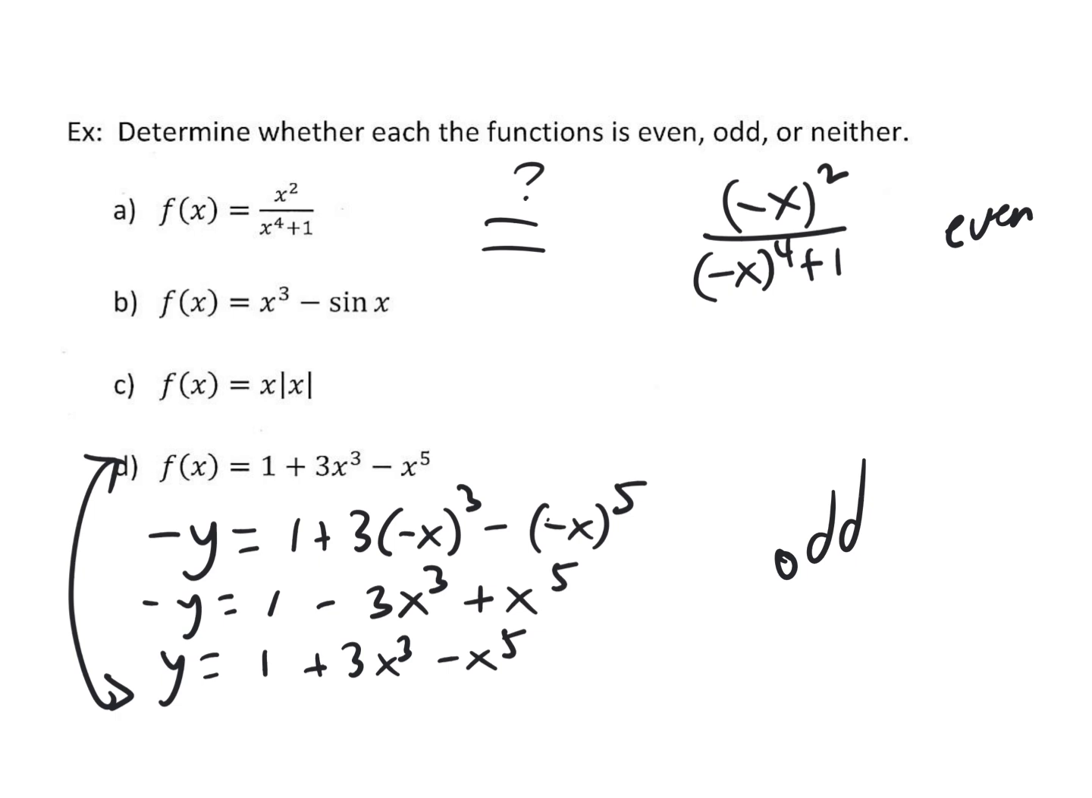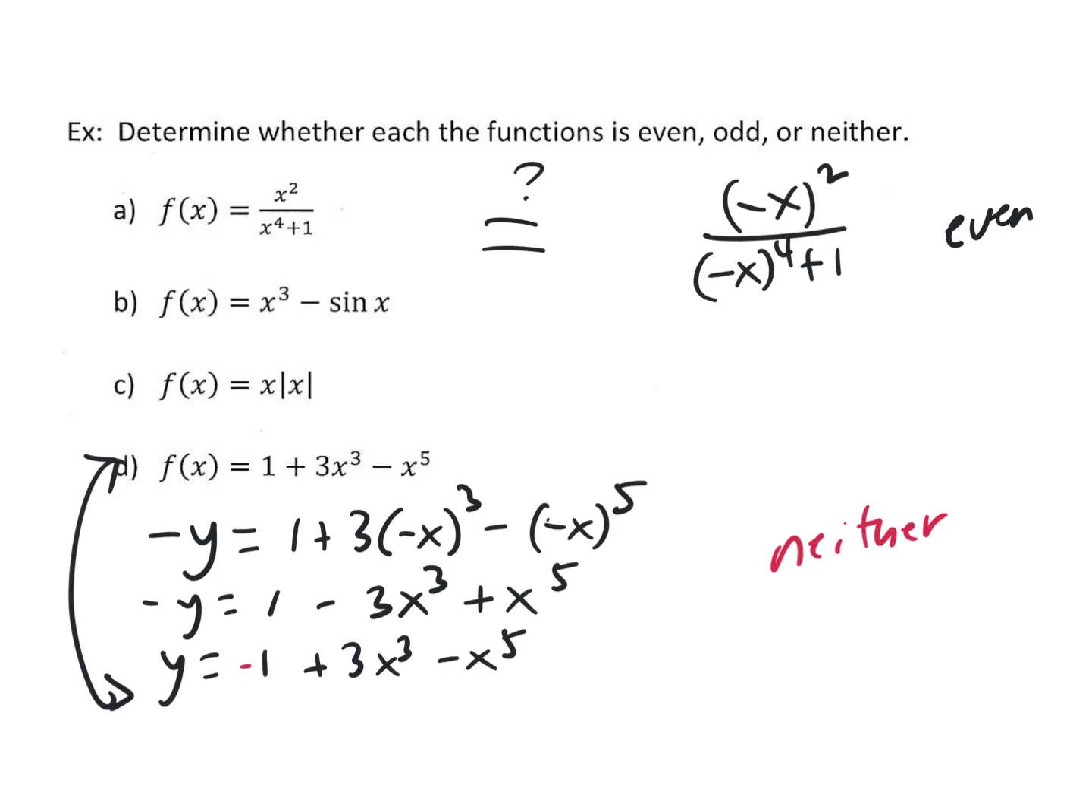This is not right. Negative 5 is odd, so we would be switching x to the 5th? Like negative x to the 5th is the same as x to the 5th? No, this is still going to be negative x to the 5th minus a negative x to the 5th. There's something wrong, though. Fahim, what did I do wrong? Right there. This is a neither.